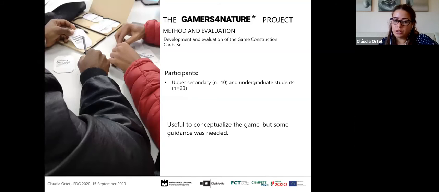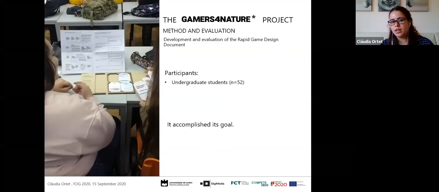Focus groups with the target audience were held, focused on the construction of a game narrative with the cards. Participants stated that the cards helped them conceptualize the game and considered the test easy, clear and objective. So it was easy for them to understand and process the information, even though some participants asked for help because they were not able to understand how to use the cards. This indicated that some guidance would be needed. This led us to the third stage, the development and evaluation of the rapid game design document.